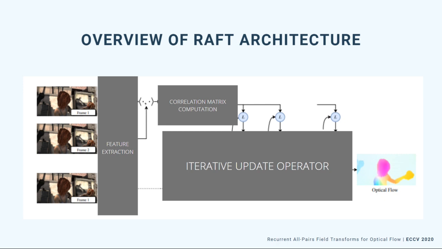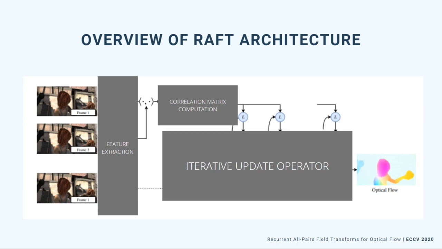Here we want to predict the optical flow from frame 1 to frame 2, and RAFT can be described as 3 stages. The first one is feature extraction, the second is correlational matrix computation, and the third one is the iterative update operator. Let me quickly explain what feature extraction does. In feature extraction, features are extracted from the input images by using convolutional network encoders, and in the correlational matrix, visual similarities between all pairs of pixels are computed by constructing a full correlational volume.